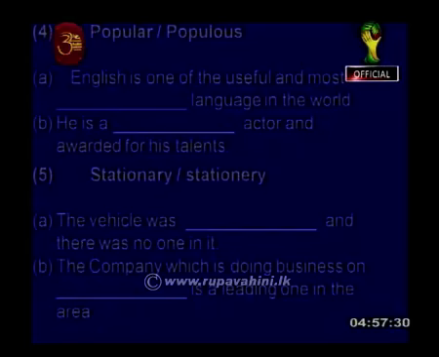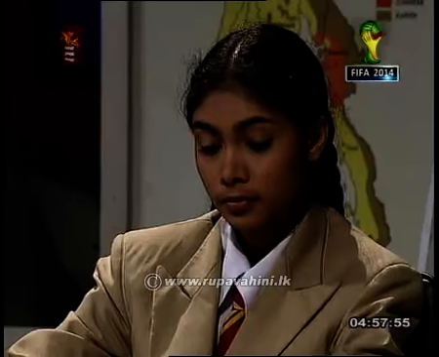Stationery. Same pronunciation again, but stationary. Yes, please pronounce the first word. Stationery. Second one? Stationary. What's the difference between the two? Meaning as well as the spelling.